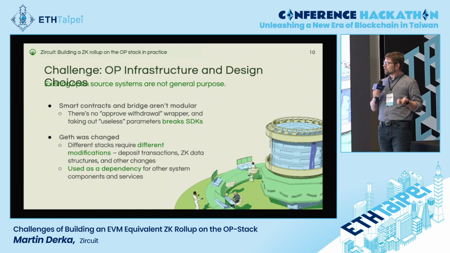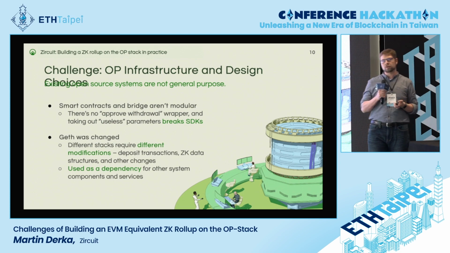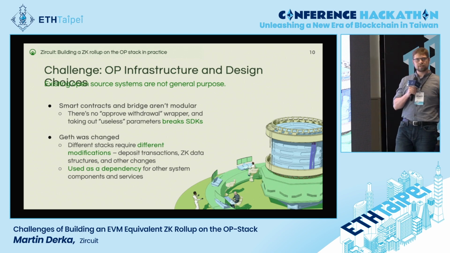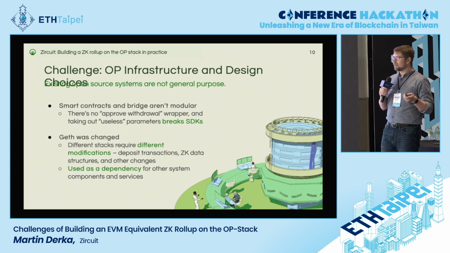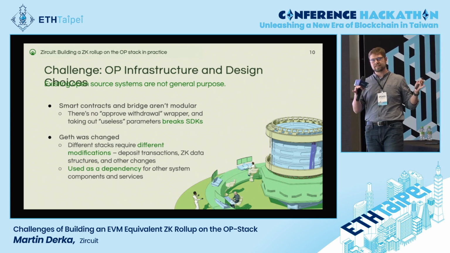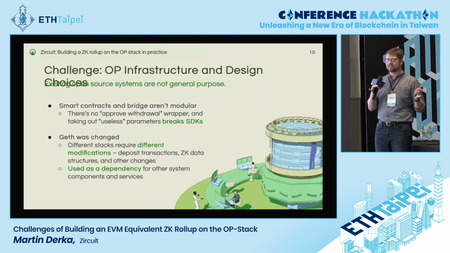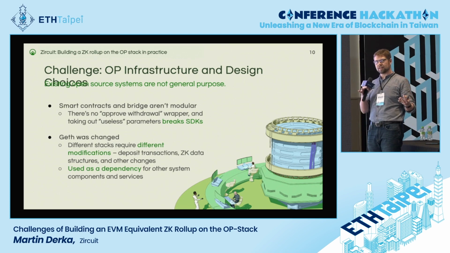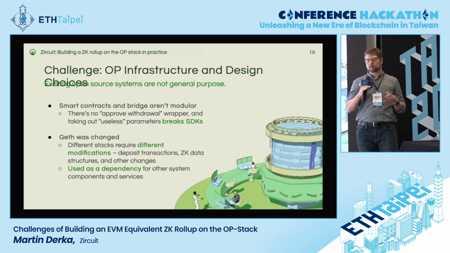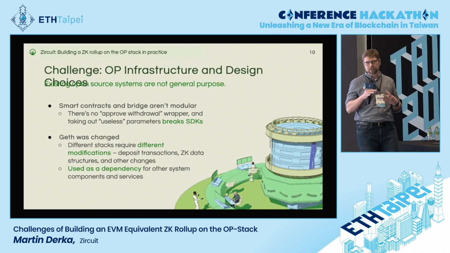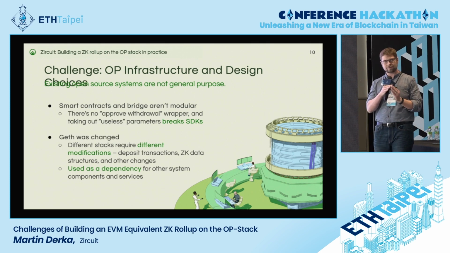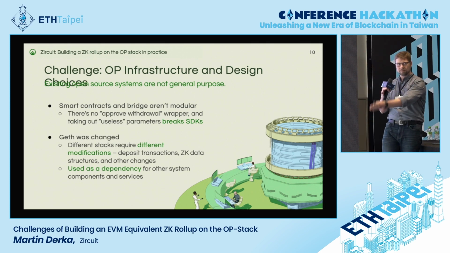So I said the smart contracts are not as modular as you would like them to be. A great example of that is the bridge. When I was talking about zero-knowledge rollups versus optimistic rollups, we said that in optimistic rollups, we have 7 days of waiting for finality. In zero-knowledge rollups, the finality is achieved immediately. So when you're withdrawing from an optimistic rollup through the canonical bridge, you need to initiate a withdrawal, then you have to wait 7 days, and then you have to complete the withdrawal.